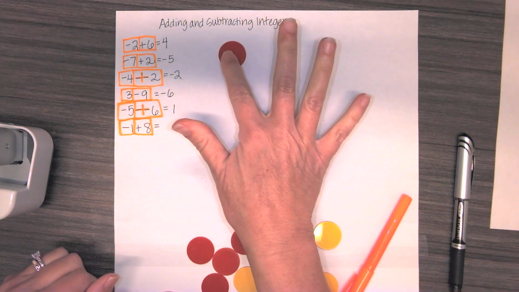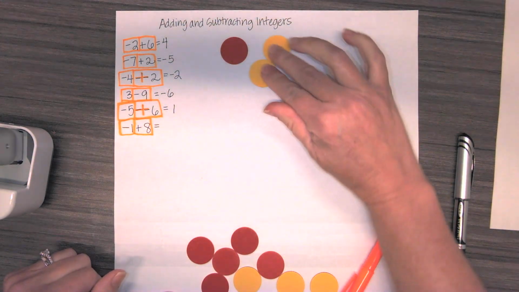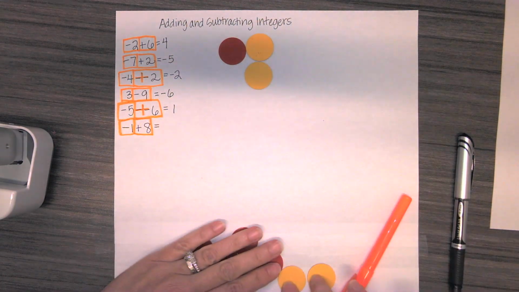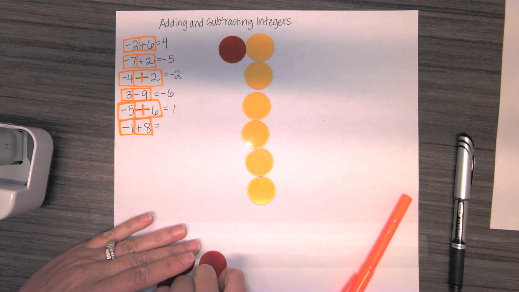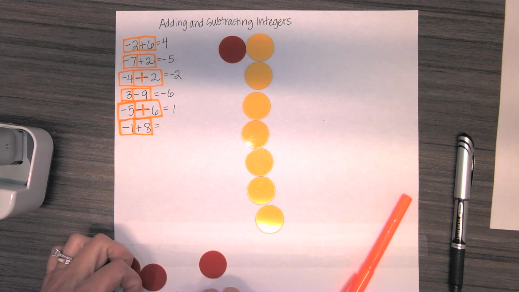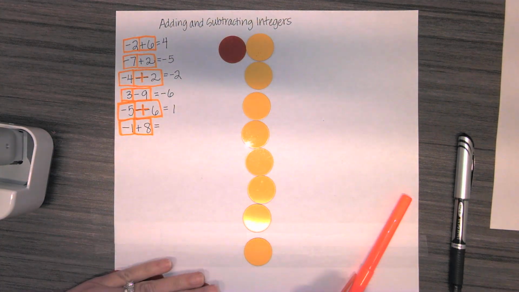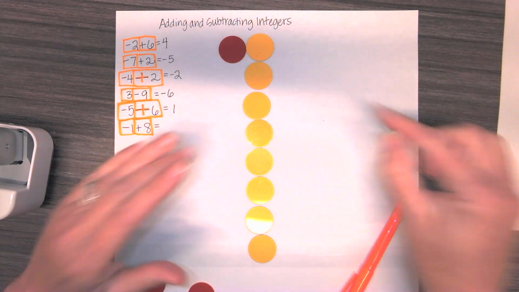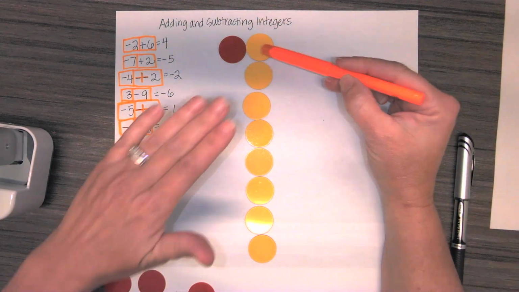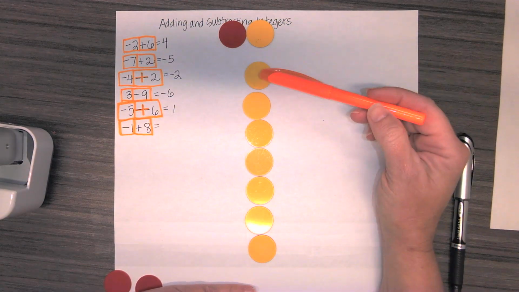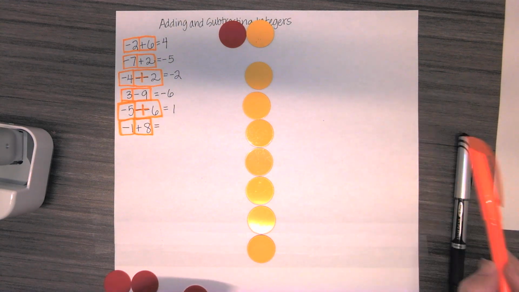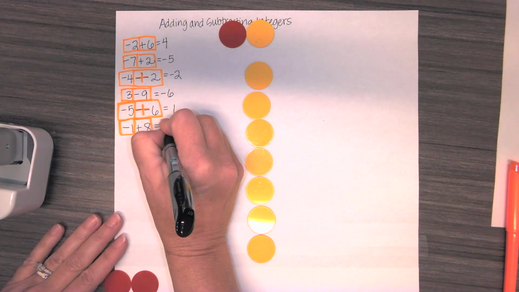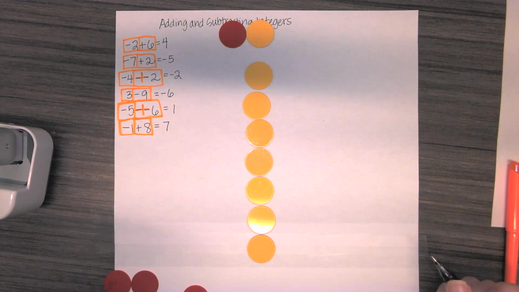So a -1 is a red chip. +8 would be 8 yellow chips. 2, 4, 6, 8. Let me get it up there. Okay. You see here we only have 1 pair that zero out, and then we're left with 7 yellow chips, and so our answer is +7.